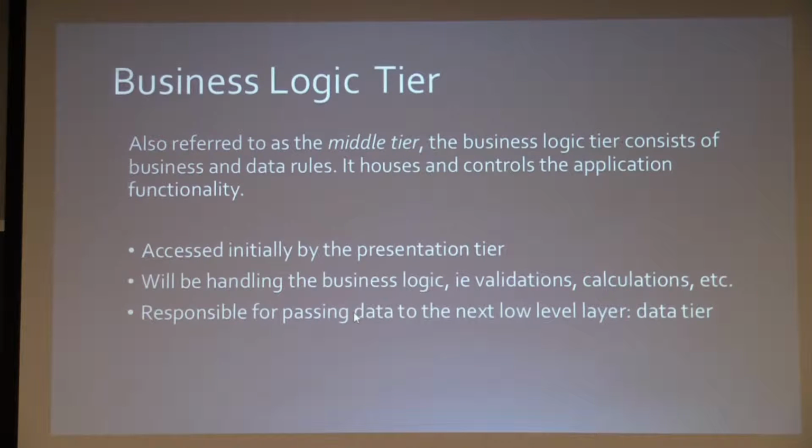All right. Now the business logic tier. This is also referred to as the middle tier, and it consists of your business and data roles, and should house your application functionality. It's accessed initially by your presentation tier, and then it handles the business logic. So this is where you can deal with your validations, calculations, things like that. And it passes the data down to your data tier. Okay. So again, this is what we refer to as our service layer, we will be setting up as an external service, but it can be accessed internally as well.